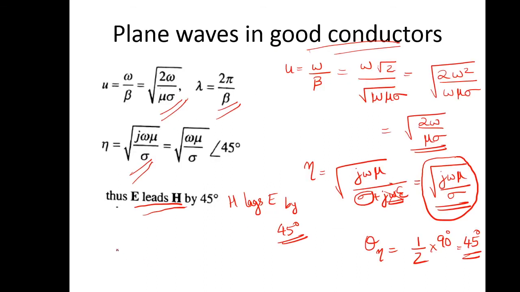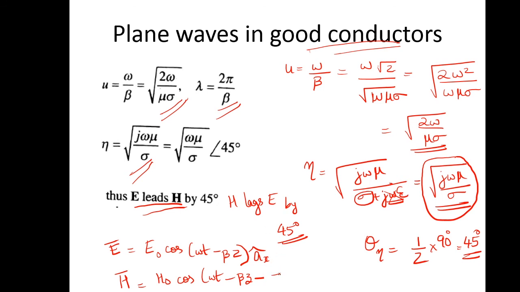Okay. So here if you just assume to write the equation, how we can write vector E is equal to E naught cos omega t minus beta z. As it is propagating in positive z direction, you can write omega t minus beta z into unit vector Ax, because we assume electric field in x direction. Then what about H? Vector H will be H naught cos omega t minus beta z minus 45 degree, so that will be pi by 4, into unit vector Ay. And E naught by H naught will be equal to eta. Eta is this ratio of electric field intensity by magnetic field intensity. So you should remember all these things.